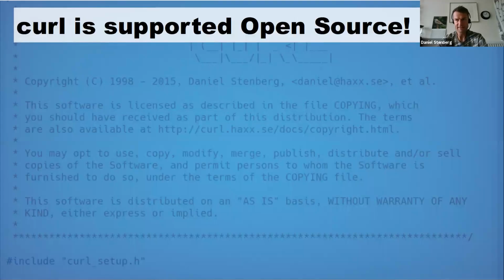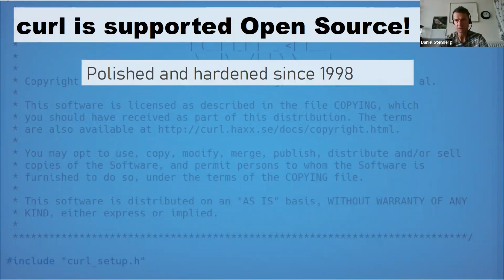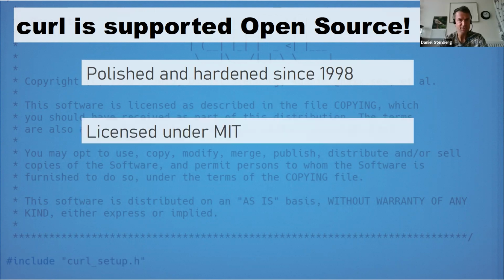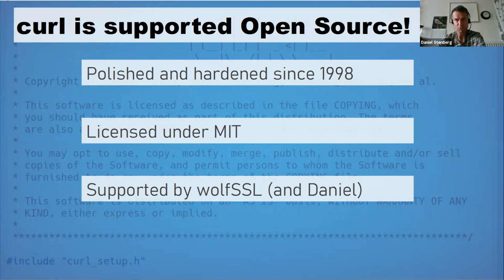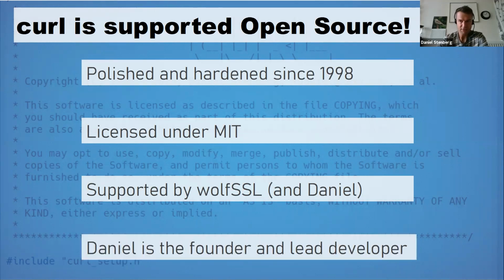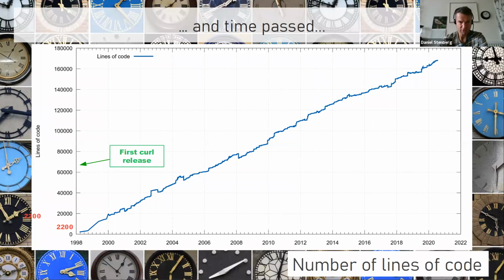So cURL is open source and has been from the beginning. I founded and started the project in 1998, and we've been working ever since. It is MIT licensed, and we support it at wolfSSL for commercial customers, and I am working for wolfSSL. I started the project, I still lead the development, I still do more than half of all the commits in the project.